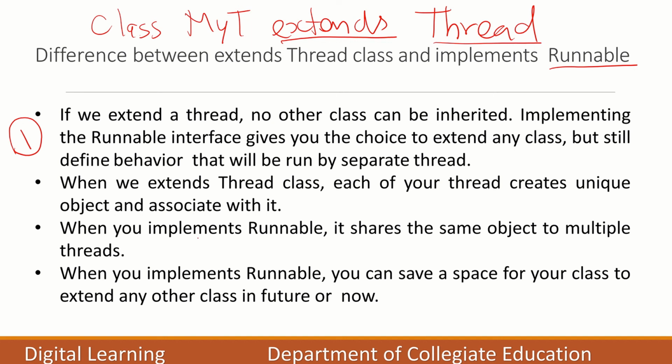The other one is, when you implement Runnable, it shares the same object among multiple threads. So there is no separate space allocated for every object. So we can save space by using the Runnable interface. So in normal execution, we prefer implementing the Runnable interface rather than extending the Thread class.